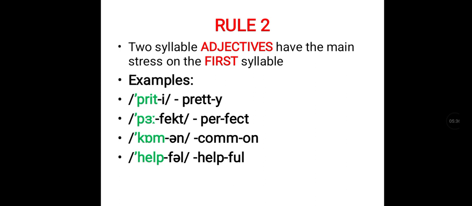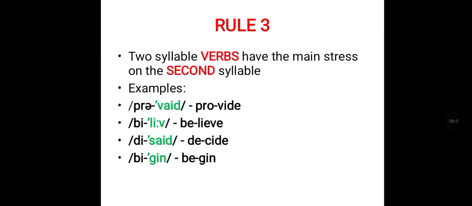Rule number 2. Two-syllable adjectives have the main stress on the first syllable. Examples, we have the word pretty, perfect, common, helpful. All these words are adjectives and they have the main stress on the first syllable.